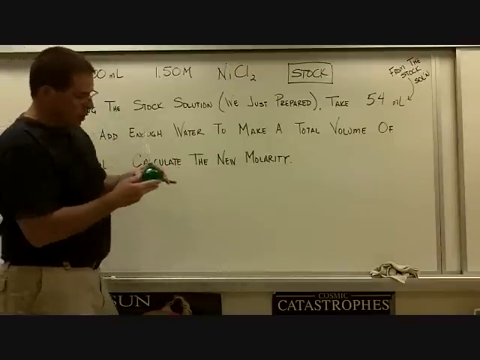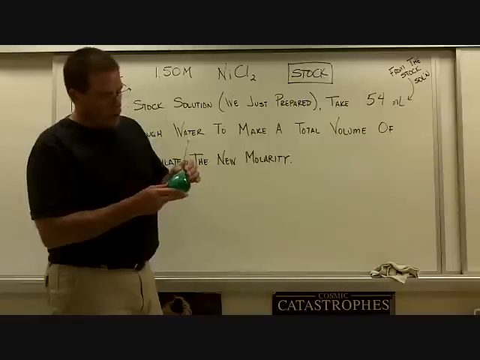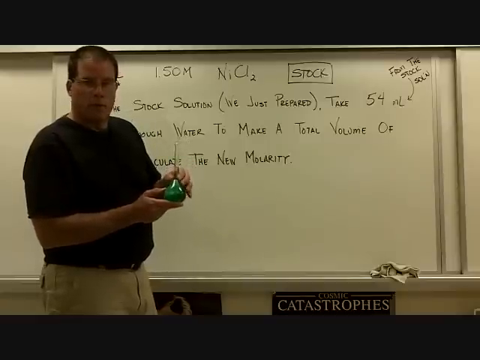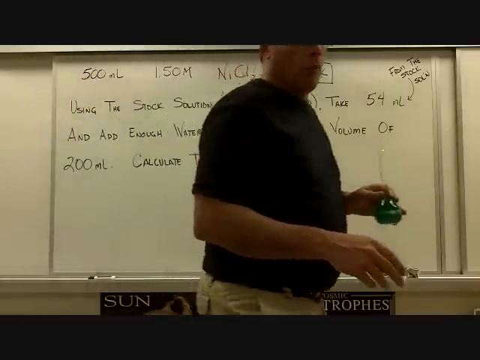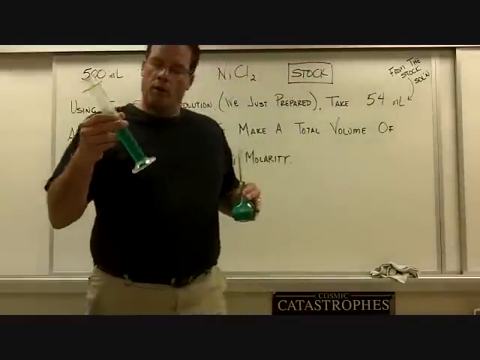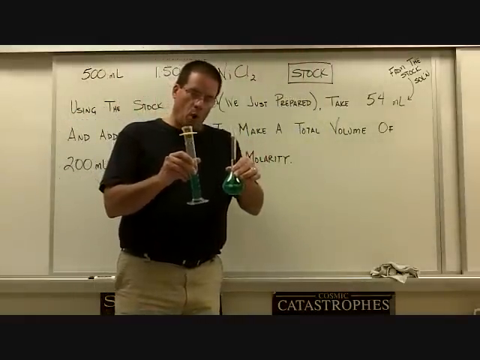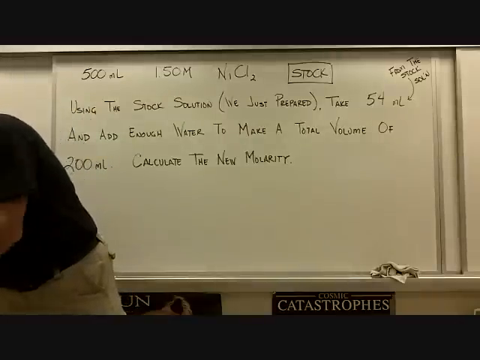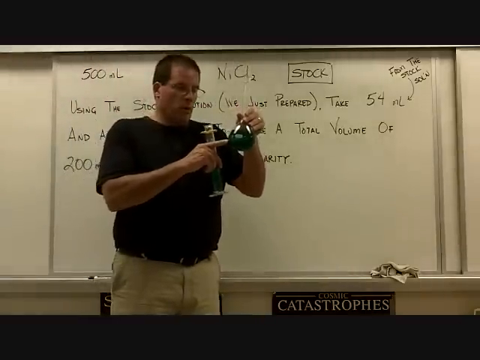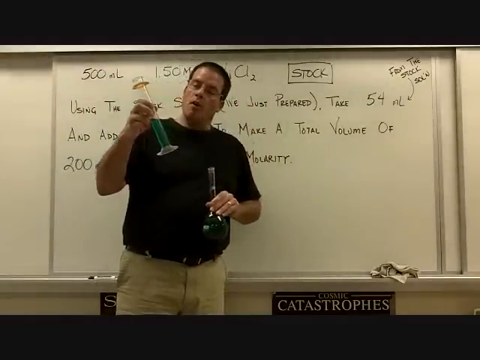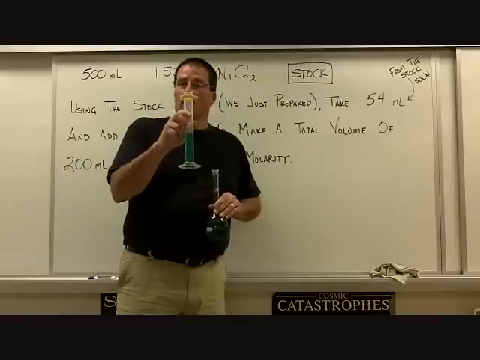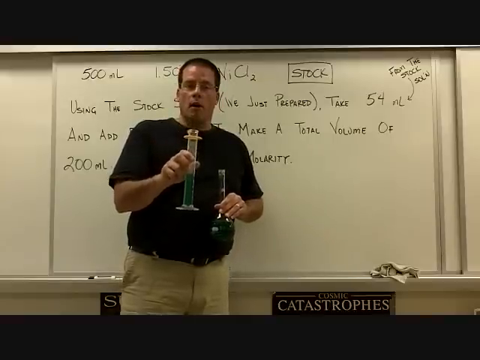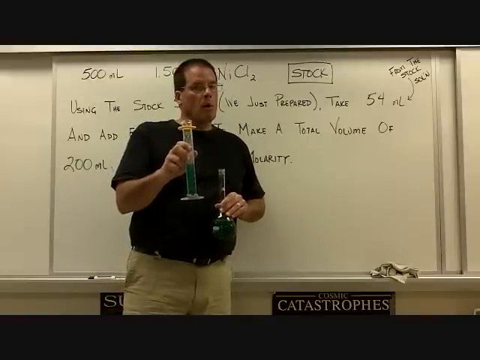We want to calculate the new molarity of our 200 milliliter dilute solution. What was cool was when we talked about in the previous part that the number of moles are the same. So we actually know the molarity, which is 1.5 molar, and we know the volume, which is 54 milliliters. So if you know the volume and the molarity, is it possible to determine the number of moles?